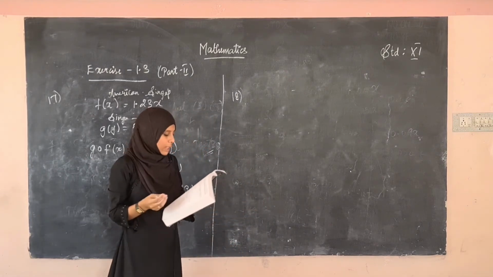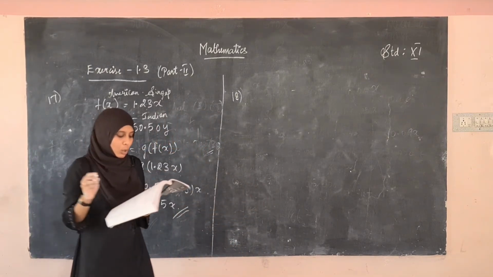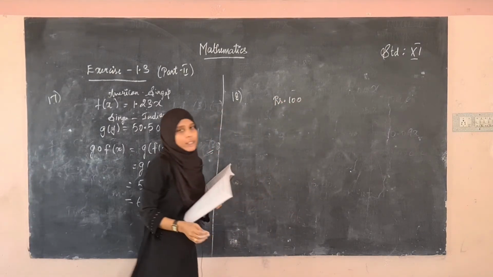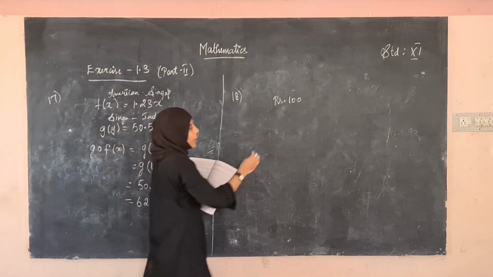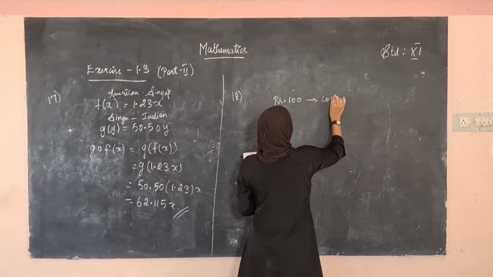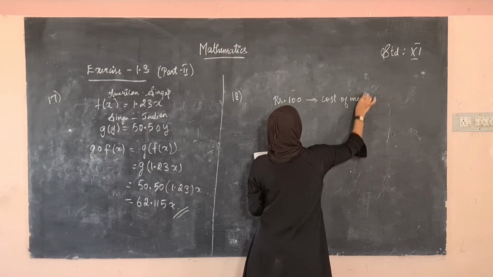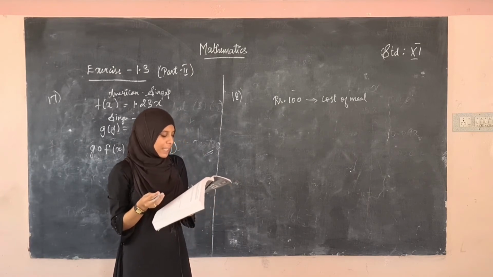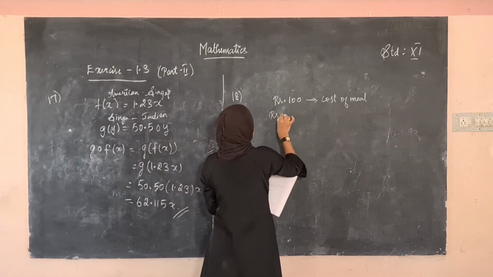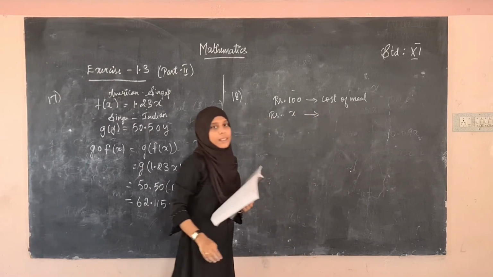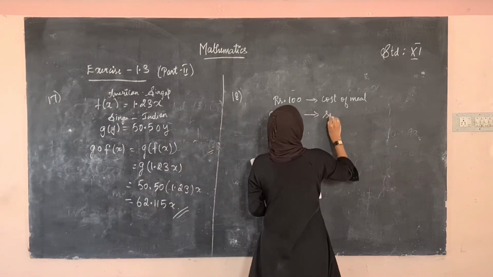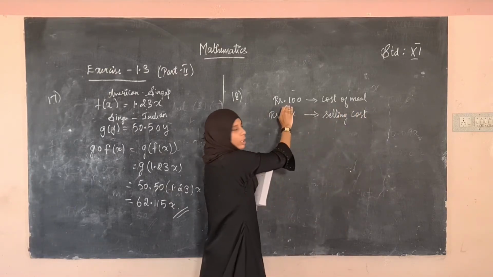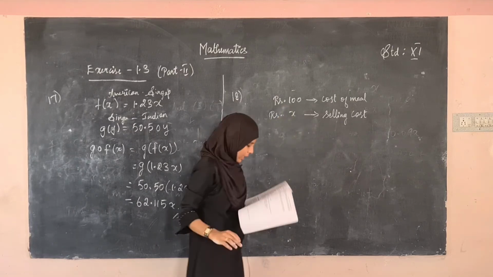The owner of a small restaurant can prepare a particular meal at a cost of rupees 100. What is he? The owner of a restaurant. He is preparing a particular meal at a cost, that is, the preparing cost of the meal is rupees 100, and he estimates that if the menu price of the meal is x rupees. Estimated menu price, that is the selling price. This is the preparing cost of the meal, and this is the selling cost of the meal.